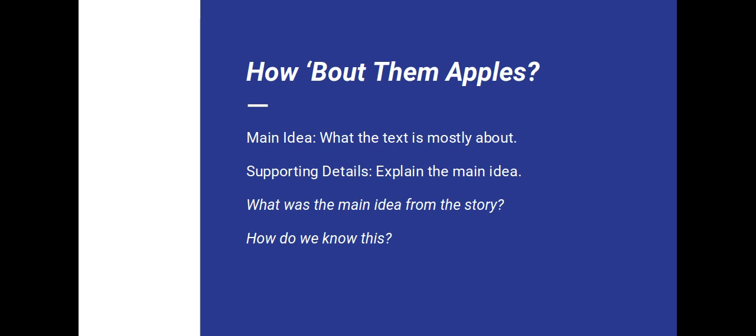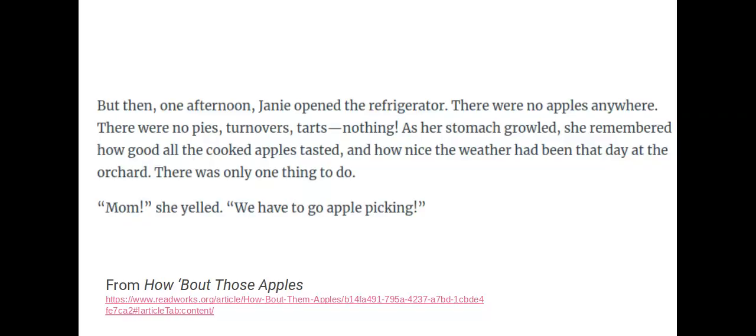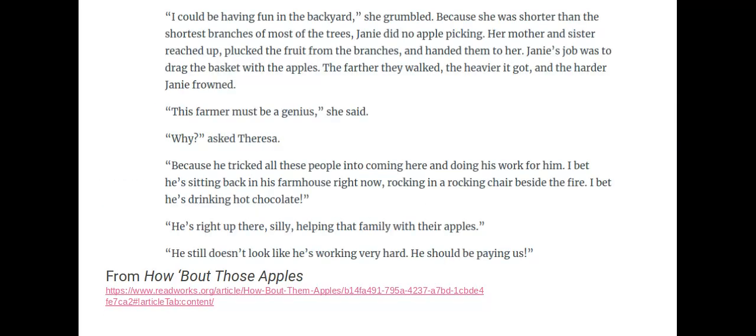Janie did not want to go apple picking throughout the whole story. Please take a moment to reflect on what some of the supporting details are that prove that main idea. Make sure you are looking for information that supports the main idea. We can see this when Janie is complaining about not being able to be outside and playing at home. She also doesn't want to pull the basket, and she can't even reach the apples to pick them.